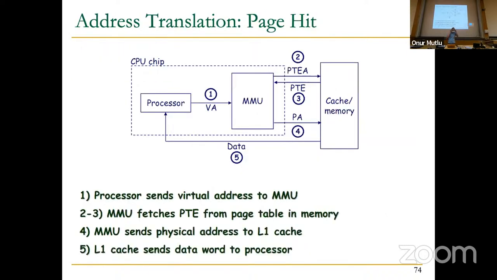But let's take a look at this from an MMU perspective. The processor sends a virtual address. The memory management unit, you can think of this as including the page table base register, TLBs, and walking of the page table. The memory management unit fetches the page table entry from the page table in memory or from the TLB, and basically translates the address, gives the physical address, and the physical address is used to access the cache and memory after that. And then you get the data. Okay, this is a page hit.